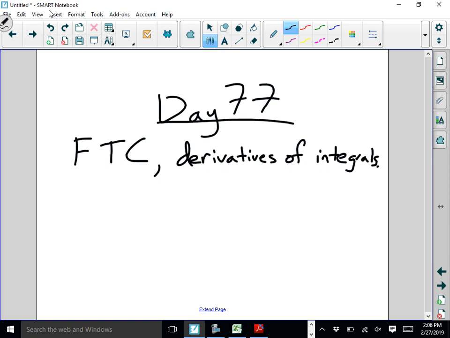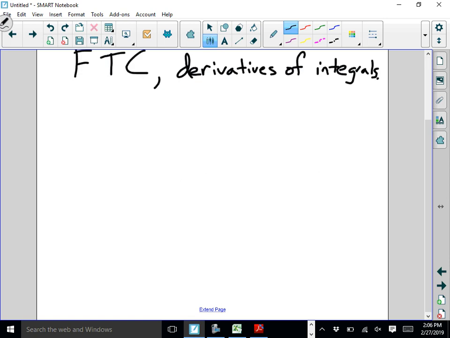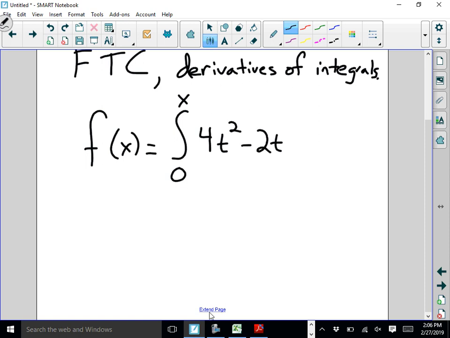So I'm going to define a function f of x. F of x is going to be the integral from 0 to x of 4t squared minus 2t dt. So here I defined a function f, and I said f of x is equal to the integral from 0 to x of 4t squared minus 2t dt. Now you may say, oh, hold on, what? We got x's, we got t's. Don't worry too much about that right now.